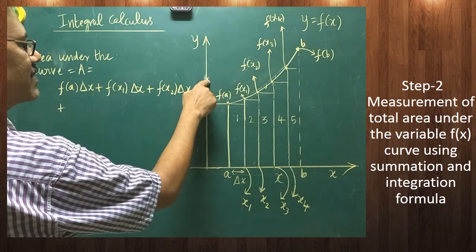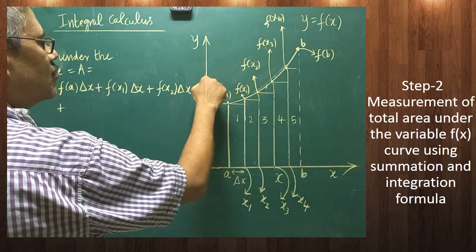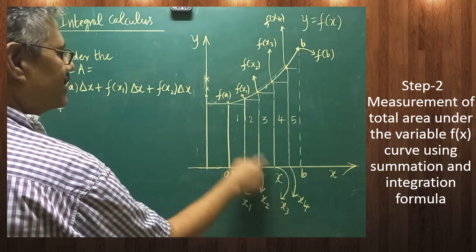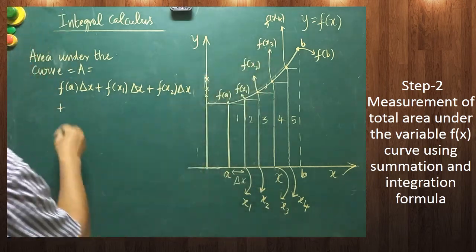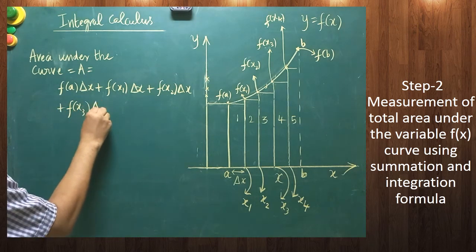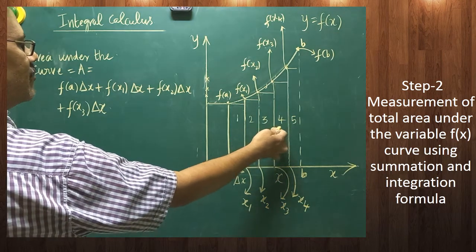What is f of x3? F of x3 means, clear, this is the y value for x3. That y value depends on x3. Therefore, it is called f of x3. Therefore, f of x3 into del x gives you the area of the fourth strip.